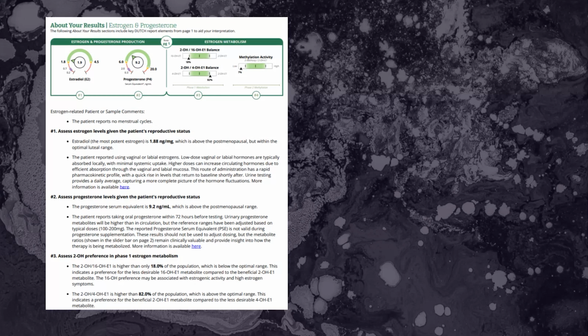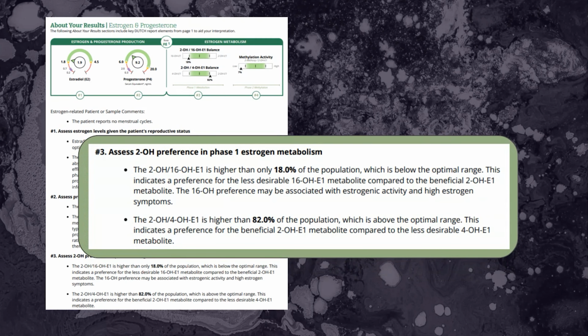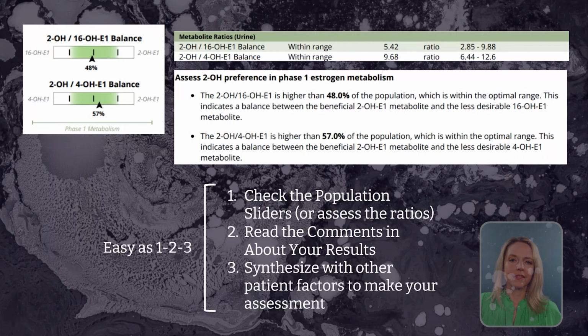Then let us do the work for you. The About Your Results section lays out in very simple language what that all means. And in general, a low ratio is a higher risk finding, and a high ratio is a lower risk finding. Think of it as a 1, 2, 3 process. First, check the sliders for low population percentile results, or if your brain just doesn't think in population percentiles, that's totally okay. Assess the phase 1 sliders on the sex hormone table page for that information.